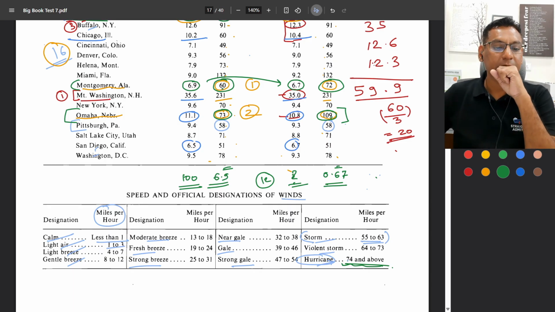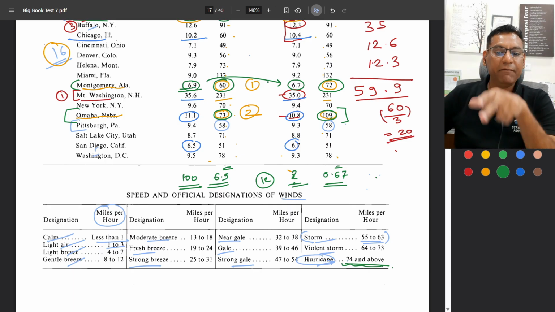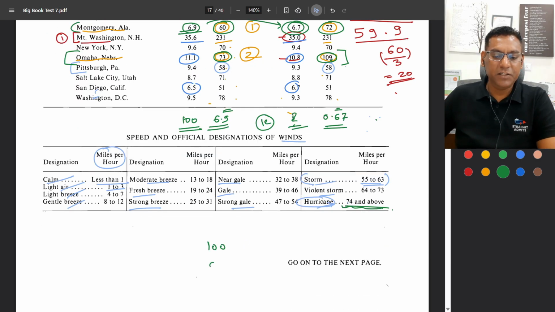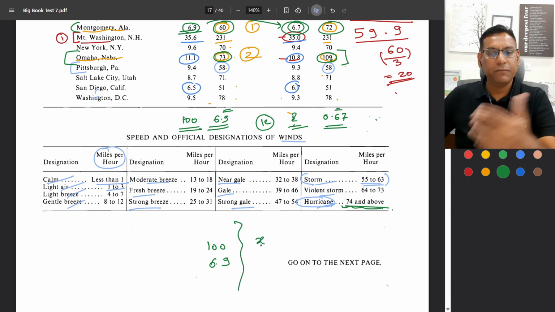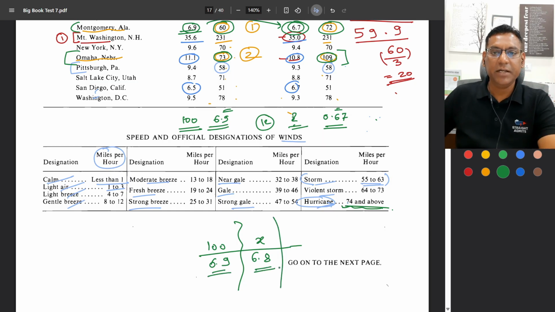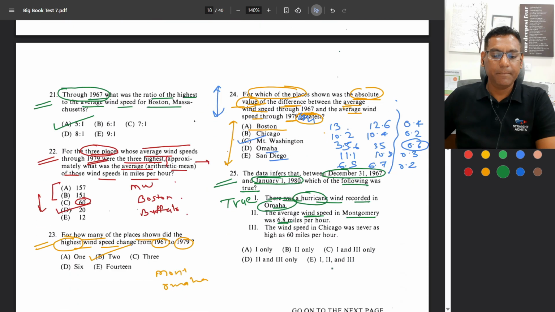Another way to look at this is, see, earlier the average was 6.9. If the average of the new data was 6.8, then the overall average could not have been 6.7. What I'm saying is, let's say there were 100 wind speed notices, and the average was 6.9 till 1967. Then X number of recordings happened, and the average there was 6.8. Then the overall average would be somewhere between these two only, right? It will have to be something greater than 6.8. It cannot be 6.7. Okay, so this is definitely false.